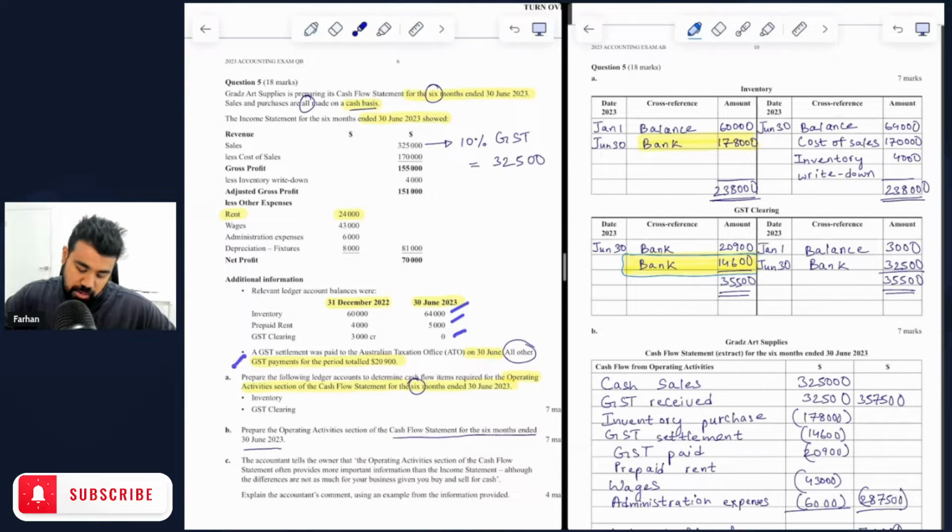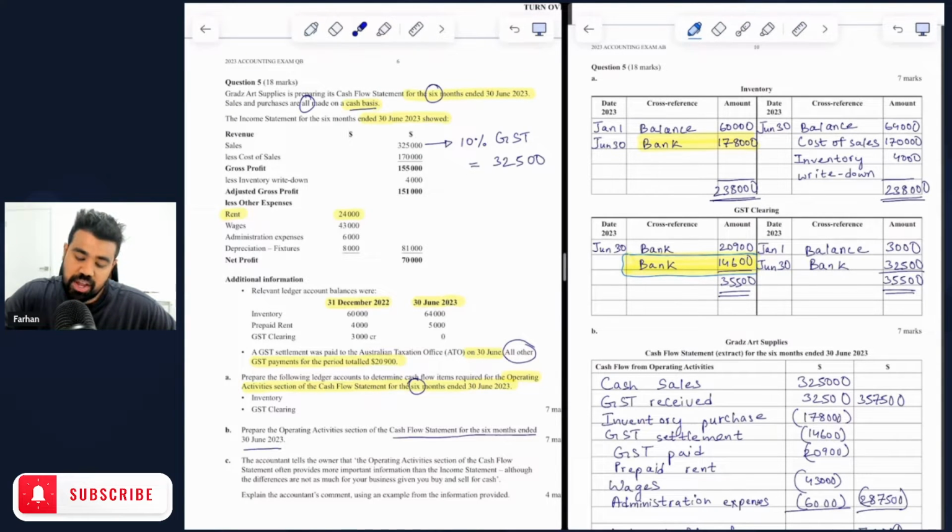A GST settlement was also paid to the ATO on 30 June. We also have other GST payments for the period, which is totaling $20,900. We are required to prepare the ledger accounts to find out the cash flow for inventory and GST clearing. So on the right hand side, you can get to see the workings that I have done. So we're going to start with inventory first.